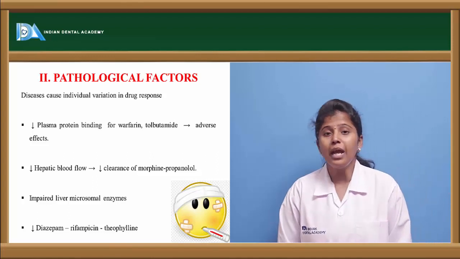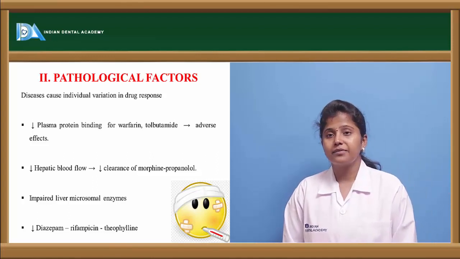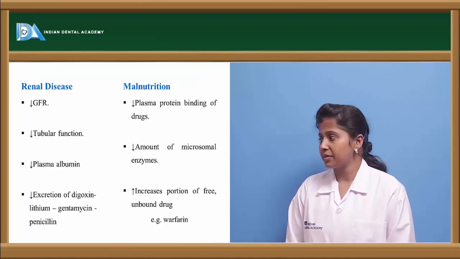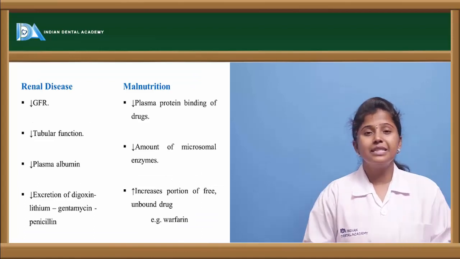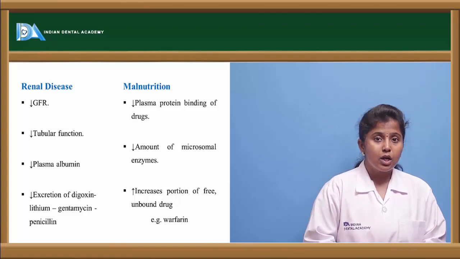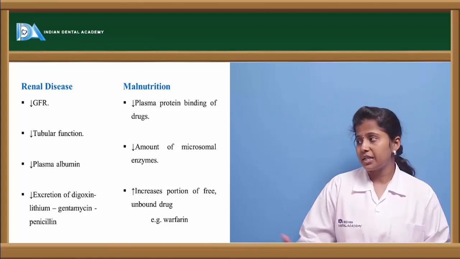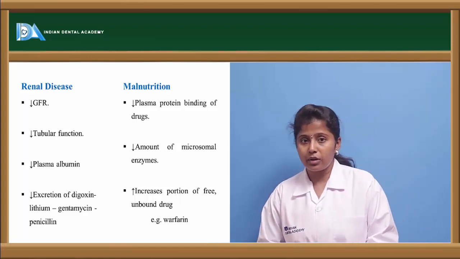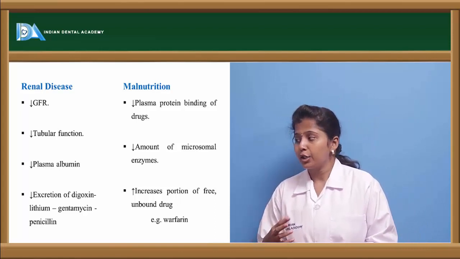So these drugs will not be metabolized properly if there are decreased liver enzymes. Now, let us see how these pathological conditions, for example renal disease, affect drug response. So, what are the drug responses we can see? There will be decreased glomerular filtration rate and decreased tubular function.